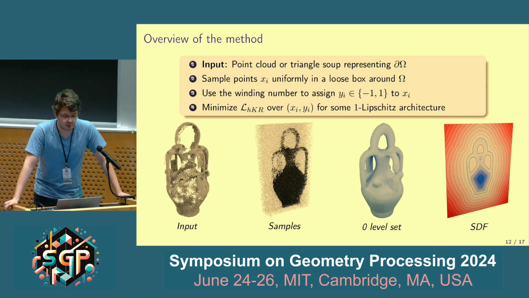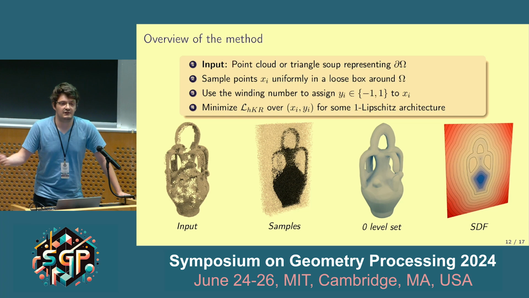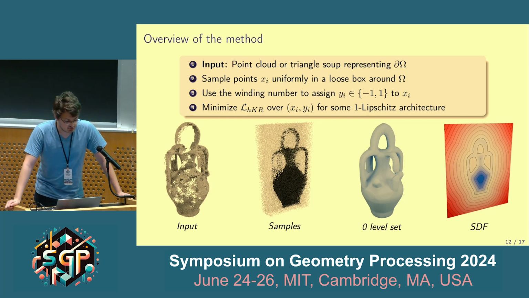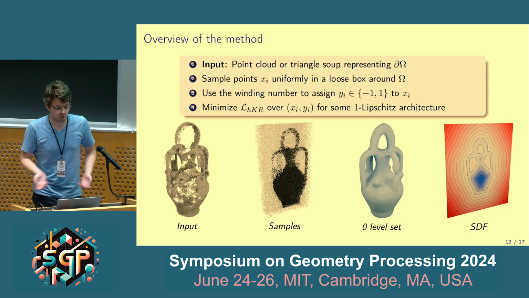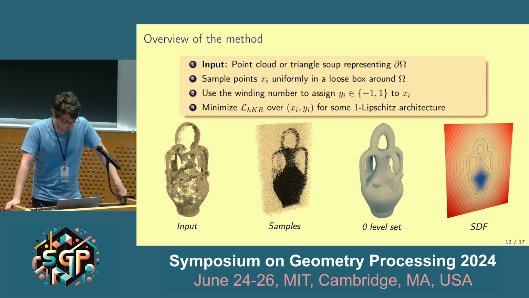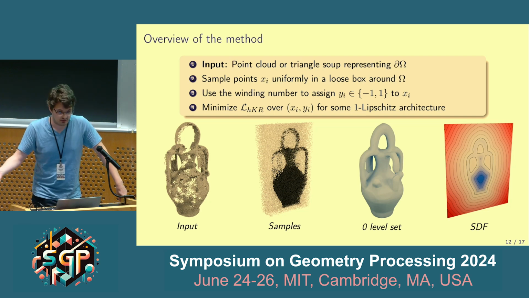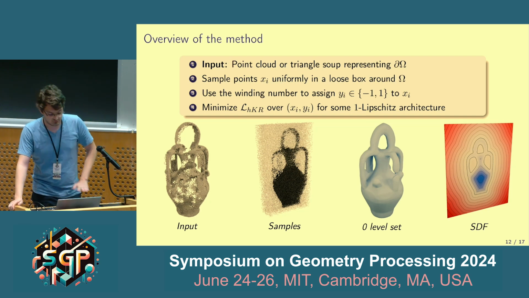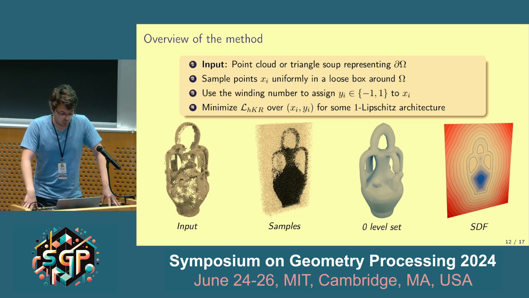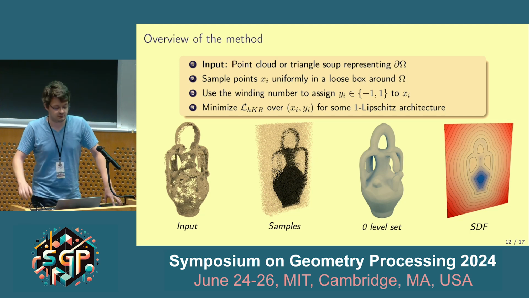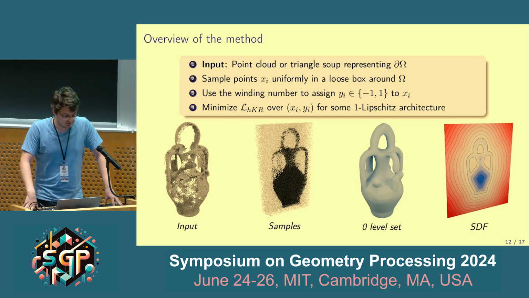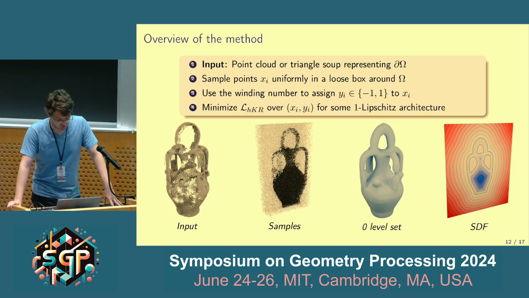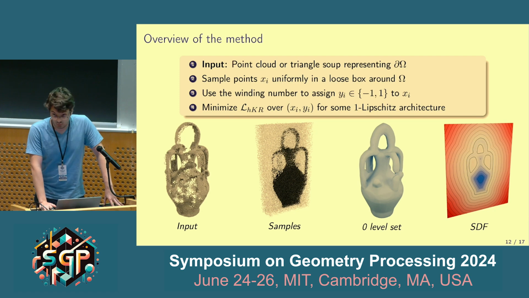As an input, you can take anything you want, basically, any point cloud or triangle soup or whatever you want, as long as you are able to determine through the winding number whether a given point lies inside or outside your shape. Given this input, you can sample points in a domain around your geometry, uniformly, for instance. And you can use the winding number or any criterion you like to determine points that are inside and points that are outside. So you compute this y in {-1, 1}. And given this input data, you minimize the HKR loss over this dataset for some one-Lipschitz architecture. And what you get is a very good approximation of the signed distance function of your object. So that's basically all there is to it.